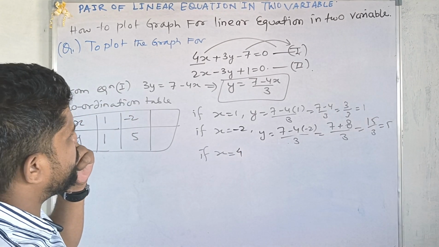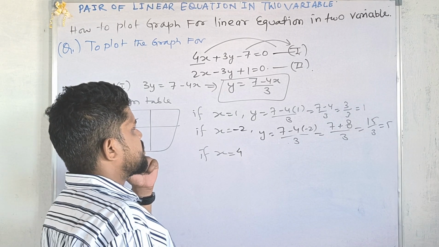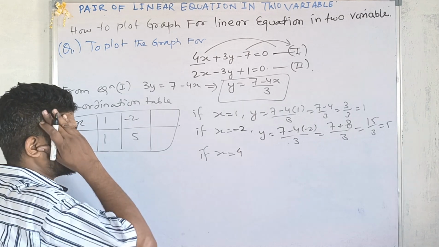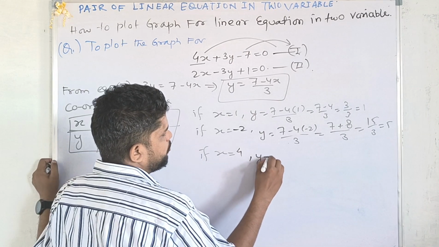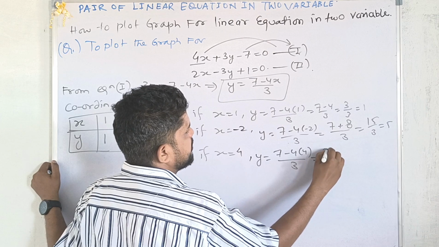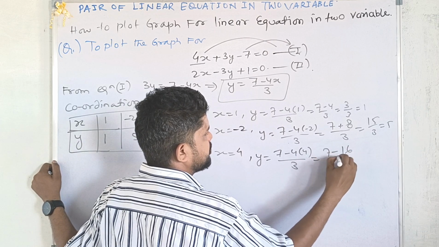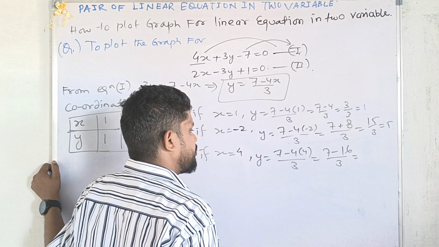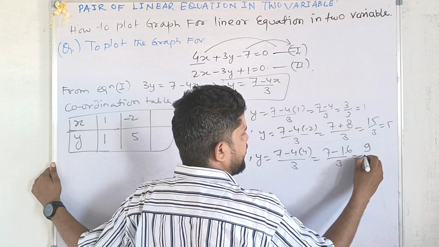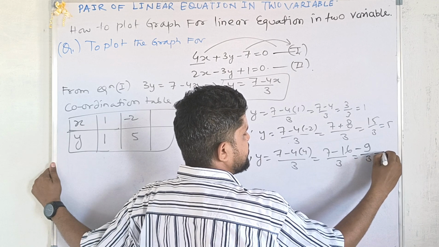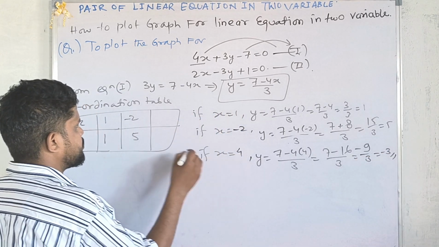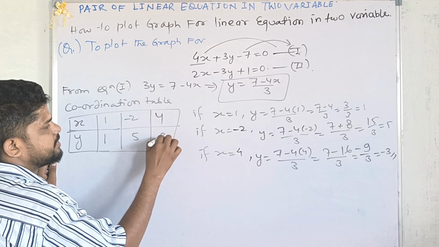7 minus 4 into 4 is 16. So 7 minus 16, 9 by, okay, we will get some whole value. Just put it. Value of y will be what? 7 minus 4 into 4 divided by 3. 7 minus 4 into 4 is 16 divided by 3. 7 minus 16 is what? 9. So 9, negative 9 is 3, that is minus 3 only. Okay, so for x is equal to 4, we are getting minus 3.